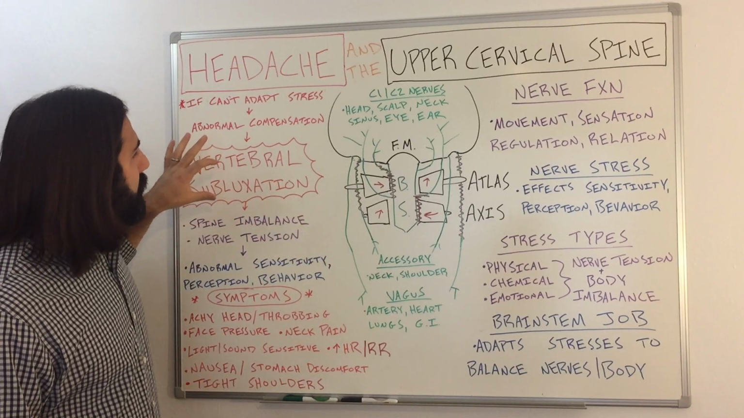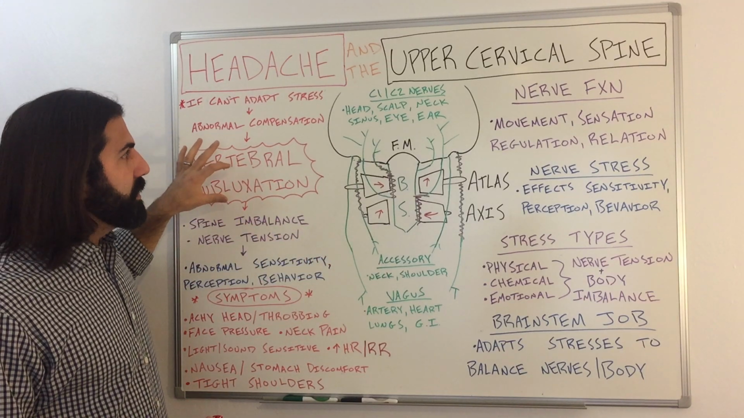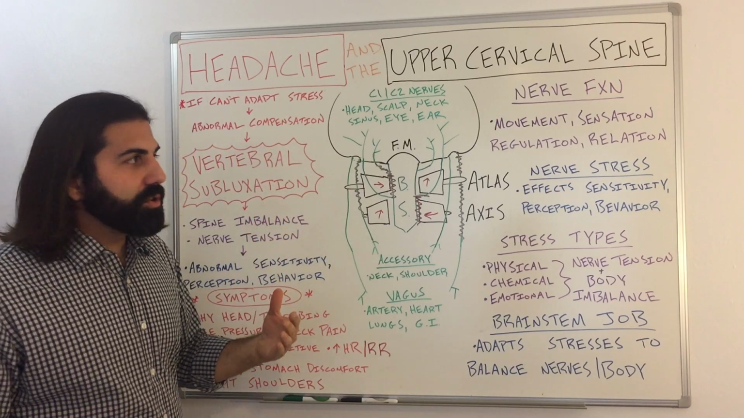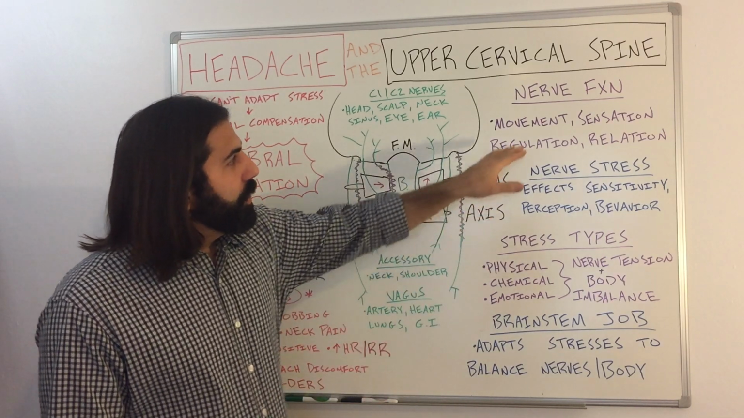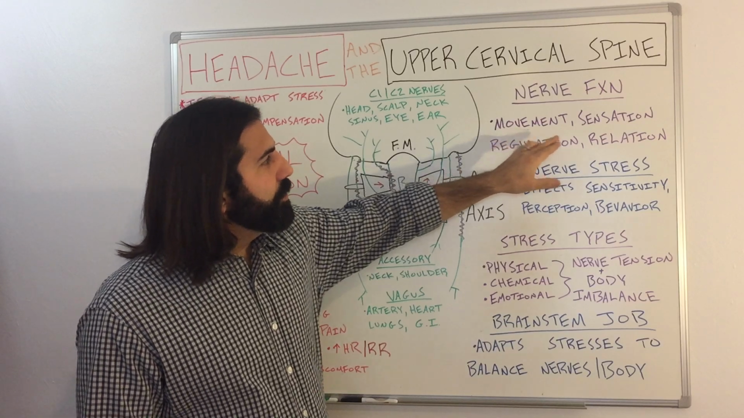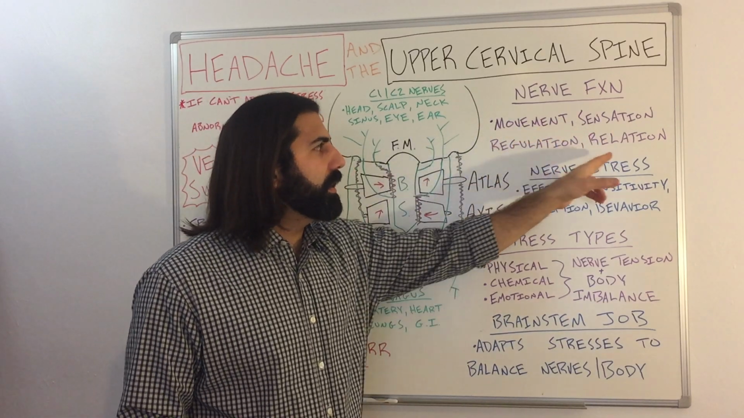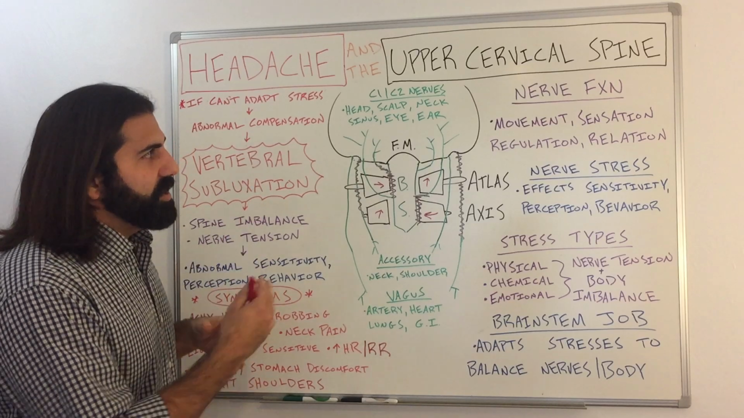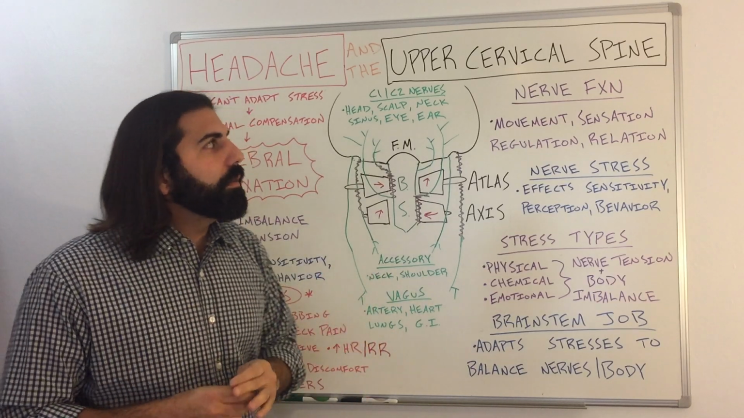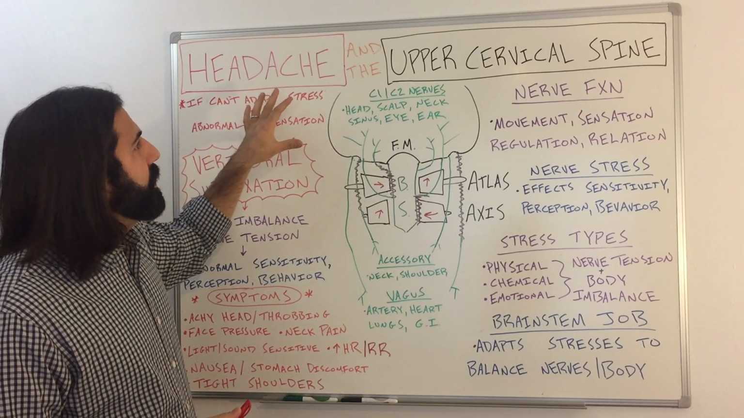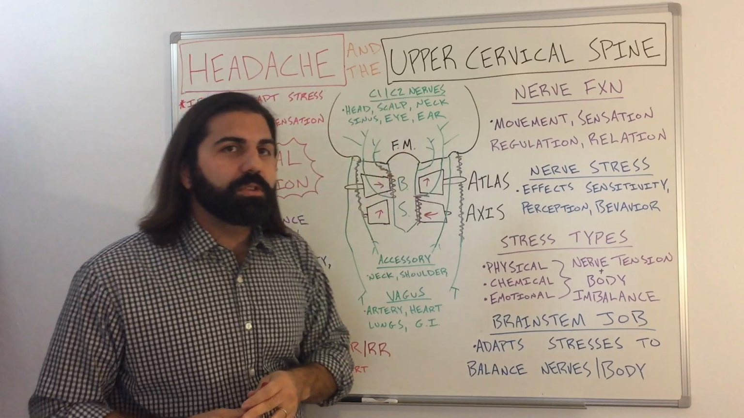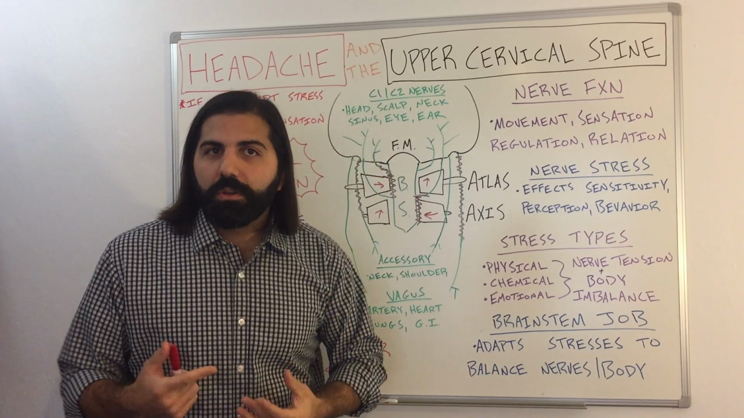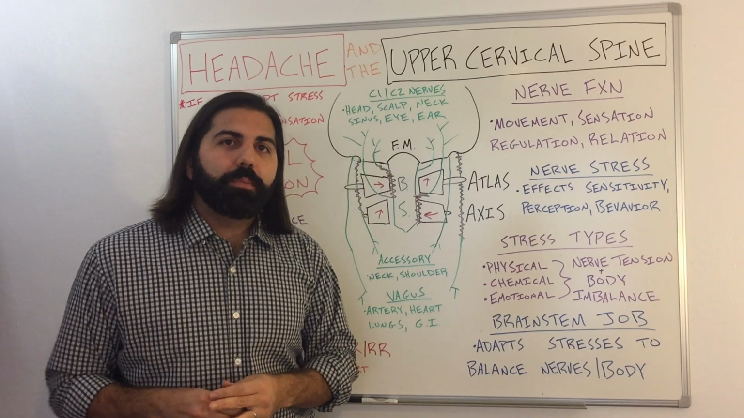Once we correct the vertebral subluxation with the adjustment, we can then allow for greater expression of nerve function. We can allow greater expression of movement, sensation, regulation, and relation. Now, again, this is just a general outline of what happens with the headaches and the connection to the upper cervical spine.